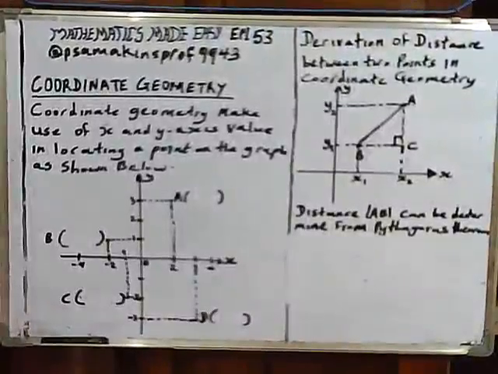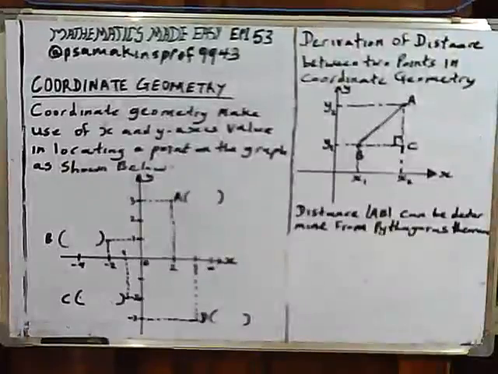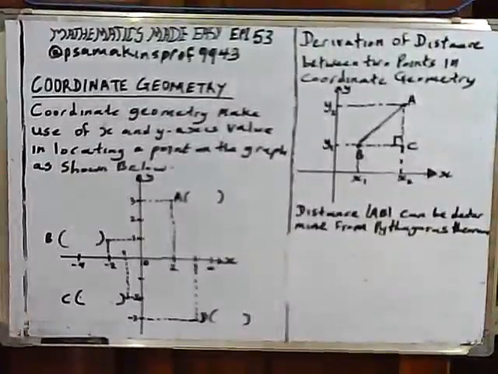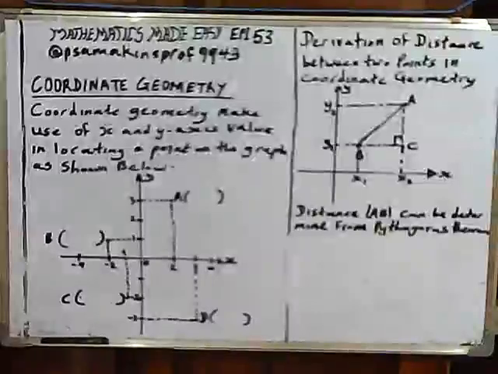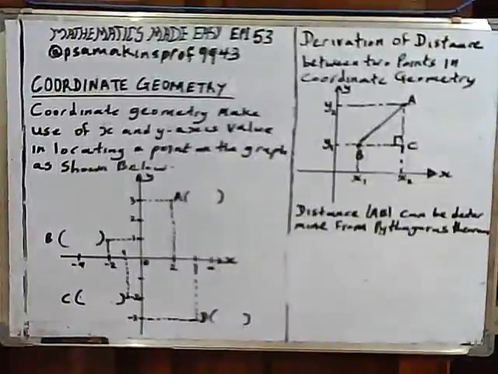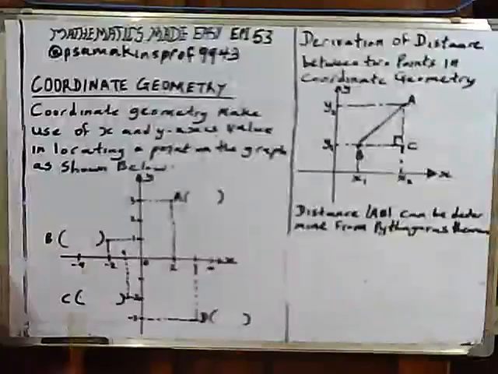Coordinate geometry. Like I said in the previous episode, we are going to look at coordinate geometry in this episode. Coordinate geometry makes use of x and y axis values in locating a point on the graph as shown below. Now we want to locate point A.